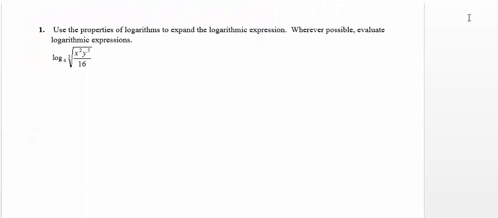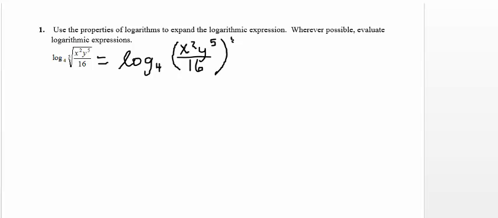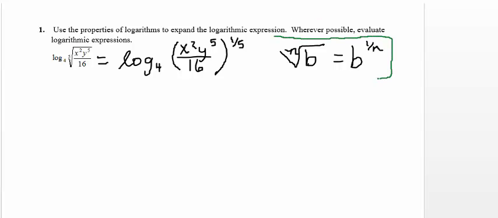Let's look at our first problem. We want to use the properties of logarithms to expand the logarithmic expression. Wherever possible, evaluate logarithmic expressions. So the first thing we're going to do is rewrite this fifth root as a power of 1/5, because the nth root of b is b to the 1 over n. So that's a fact from intermediate algebra, and that's what we're using here.